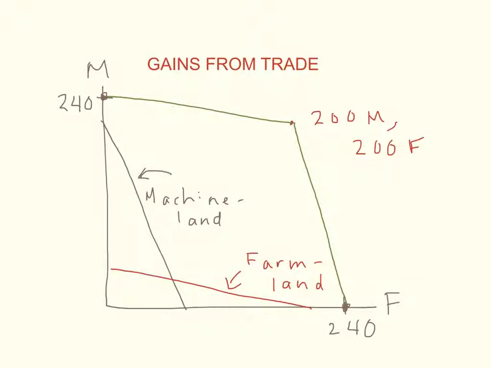This is where machine land specializes in machines, producing 200 of them, and farmland specializes in food, producing 200 units of food. So this point right here is the point of complete specialization. And we can see that this opens up more territory here in terms of total production of these two goods so that the two countries can then share them in a way where they both reap gains from trade.